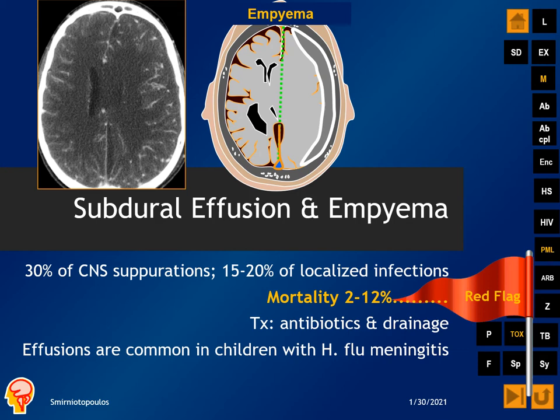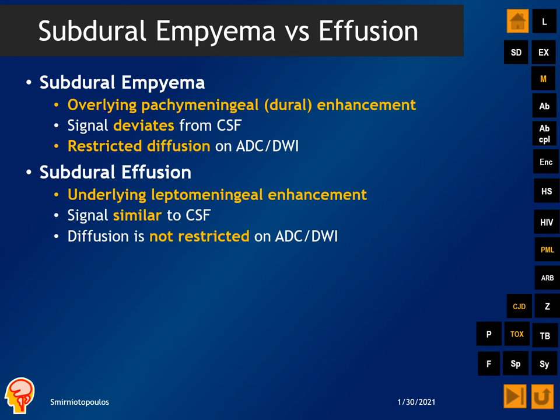How do we distinguish subdural empyema from subdural effusions? When we have a subdural empyema, we typically have enhancement of the overlying pachymeninges, the dura. The signal of the fluid collection is going to deviate from CSF, and we're going to expect to have restricted diffusion from the pus, which is going to be dark on ADC and bright on the diffusion-weighted image.